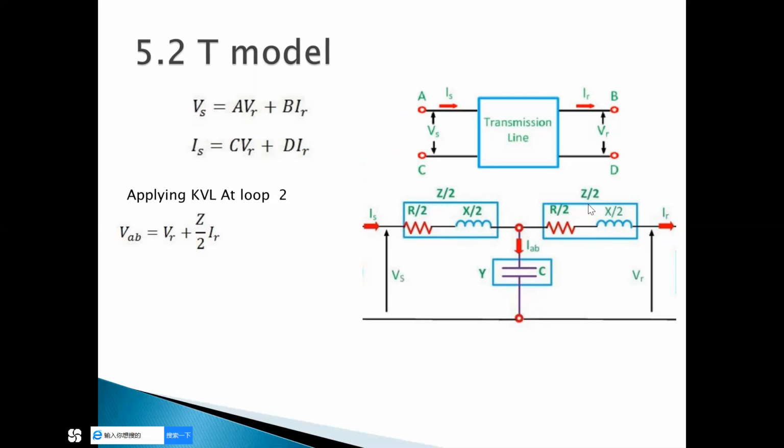I into impedance. You know that voltage is equal to V is equal to I into Z. It's the same as V is equal to IR or V is equal to IX. These formulas are the same. So here Z divided by 2, so I have written Z divided by 2 into IR. I have written the voltage drop from this point to this point. So applying KVL, I got VAB.